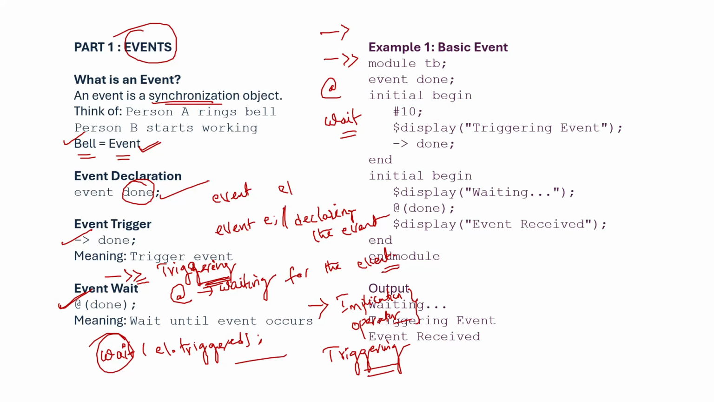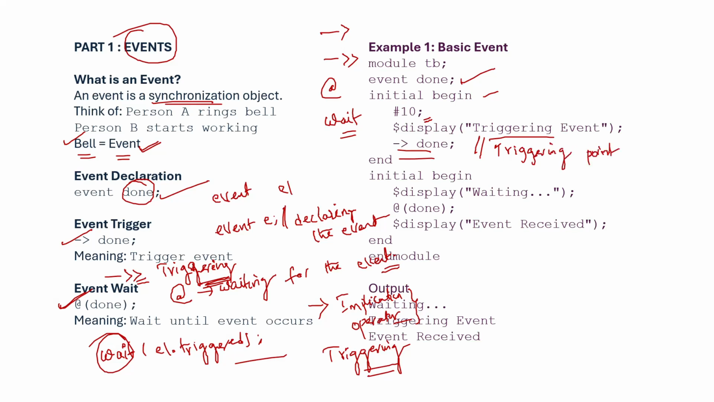So first, a basic event example. What is it doing here? Module TB, event done, initial begin, #10, $display "triggering the event". So this display is displayed after a 10 time unit delay. Here I am triggering the event. This is my triggering point.